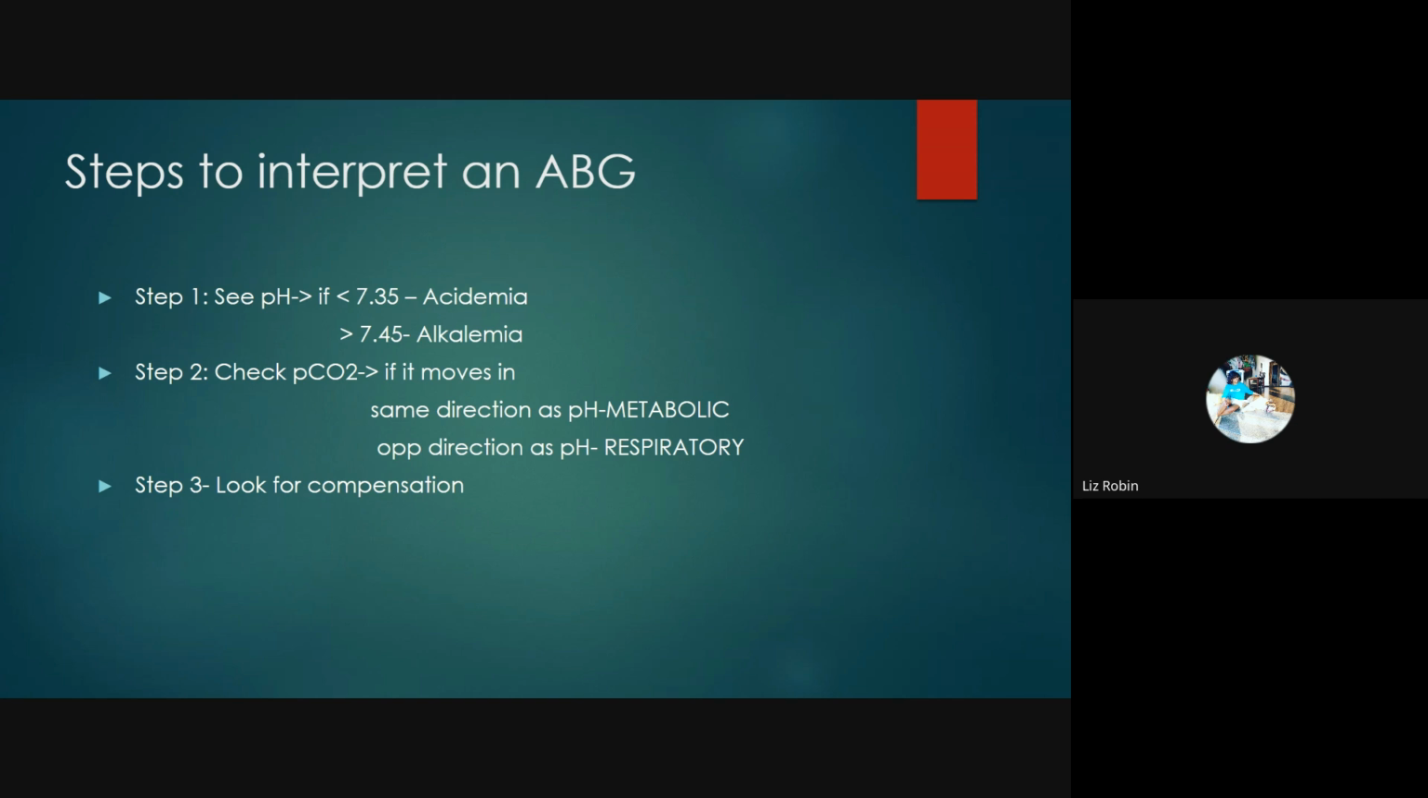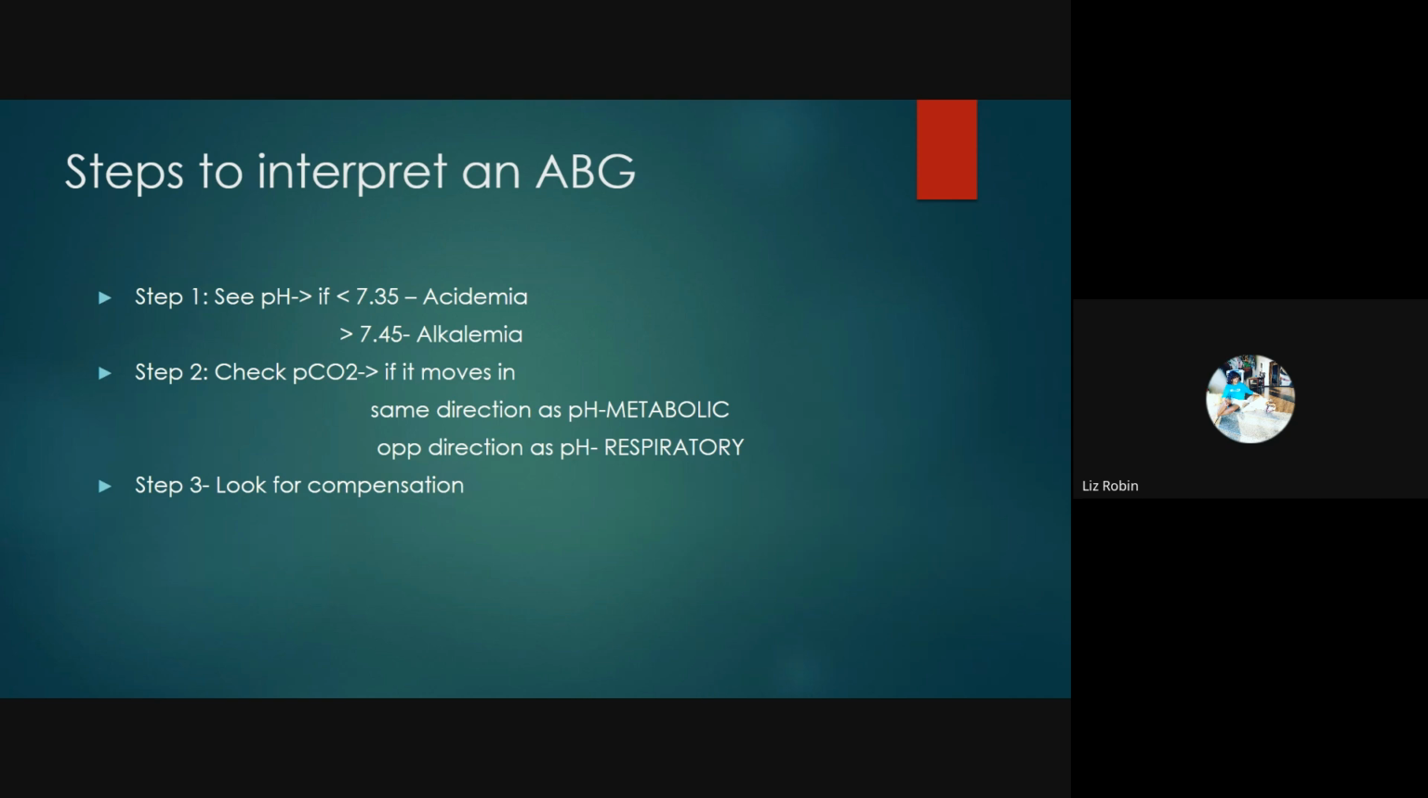Next, right below that, you'll be checking for your partial pressure of carbon dioxide, otherwise your PCO2. The hack over here is, if the PCO2 and the pH move in the same direction, it's most likely a metabolic component. And if the PCO2 and the pH move in the opposite direction, it is a respiratory component.